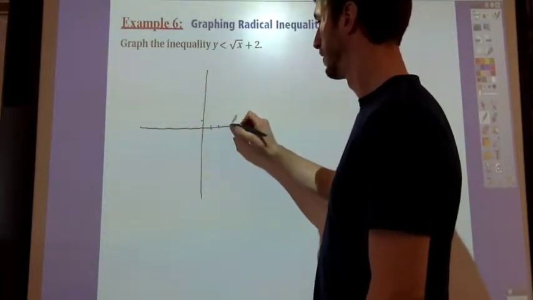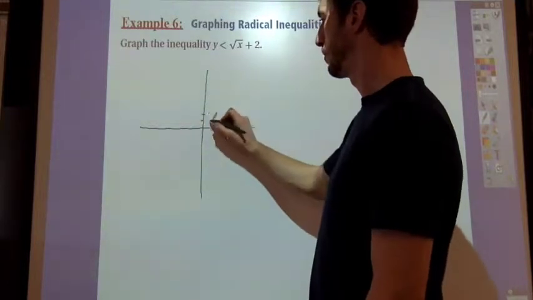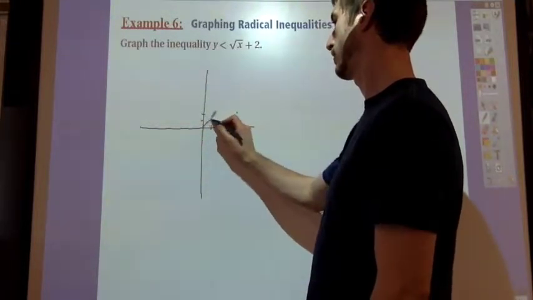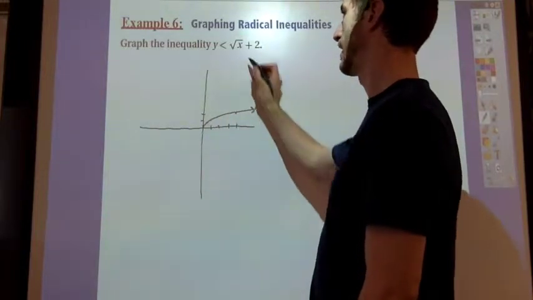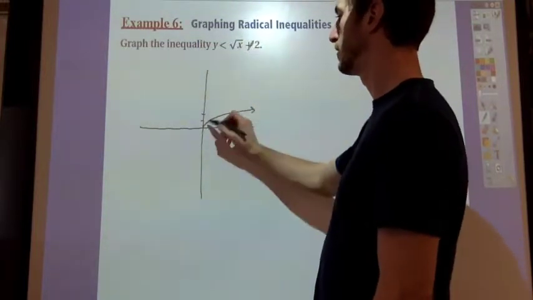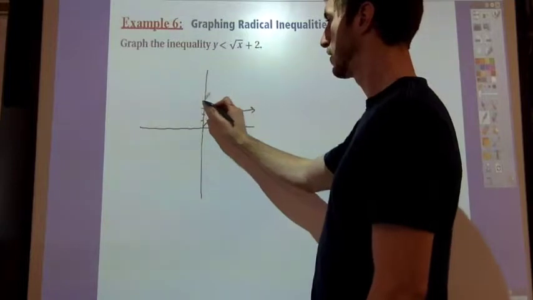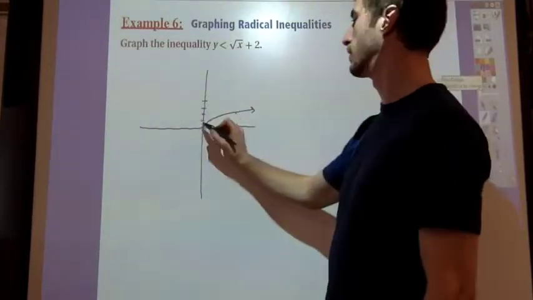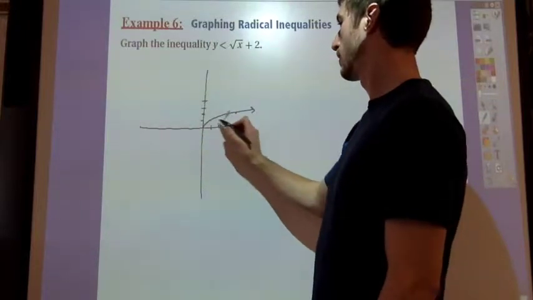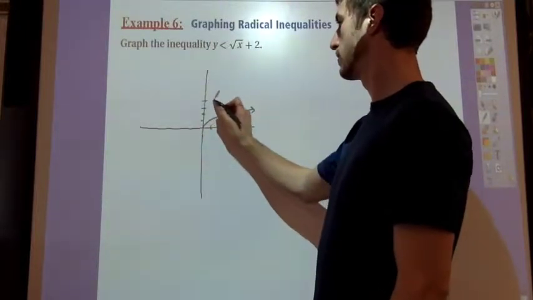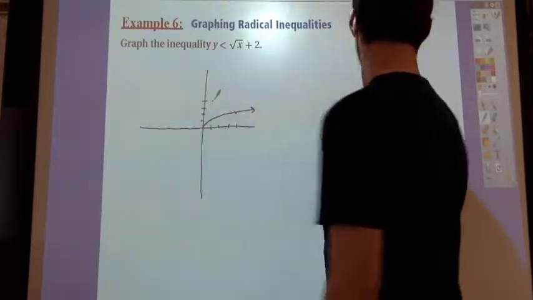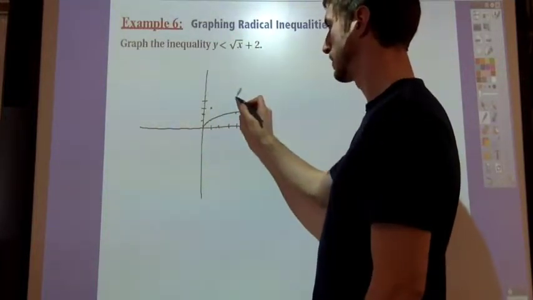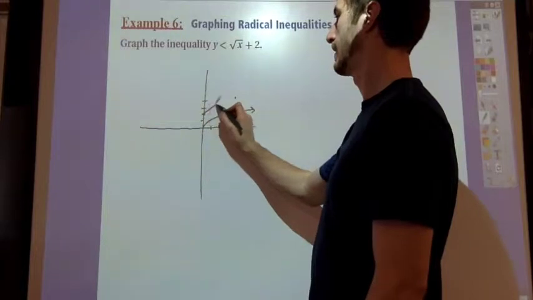I've got my point here. I've got my point here. That's my parent function. And then I have to shift it up 2. So this goes up 2. I'll do it in blue. This one goes up 2. Oops, that was 3. This one goes up 2, and this one goes up 2, and it looks like that.